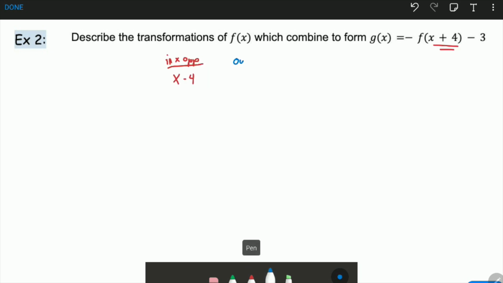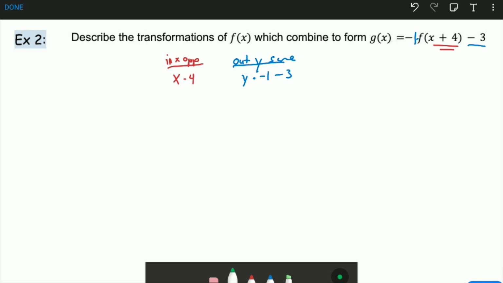For outside, affects y and same. We have two things on the outside. We have the negative sign in front, which means we have times -1. And then we also have the -3. For the outside stuff, order of operations as follows. So we're going to take y and multiply by -1, and then subtract 3. Now that we have that, we can go ahead and describe the transformations.